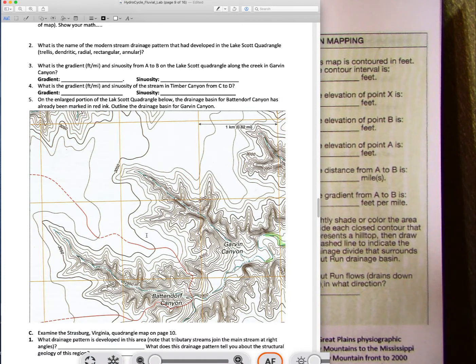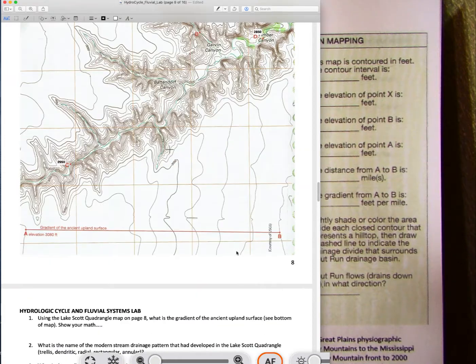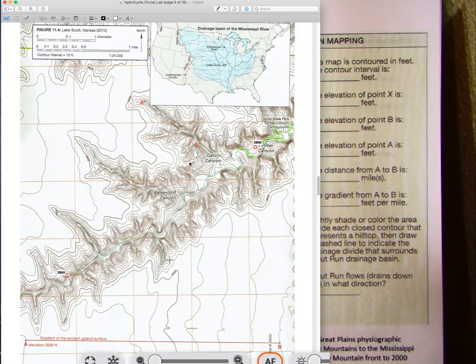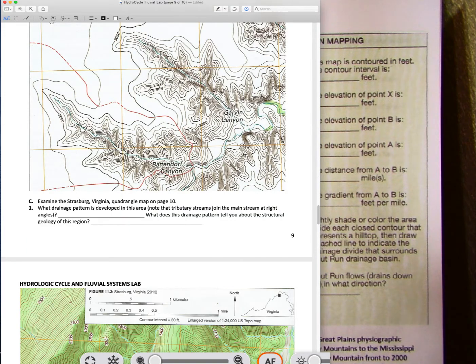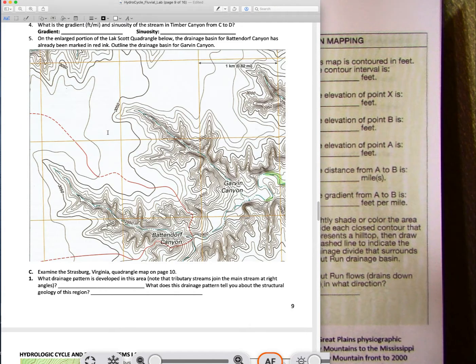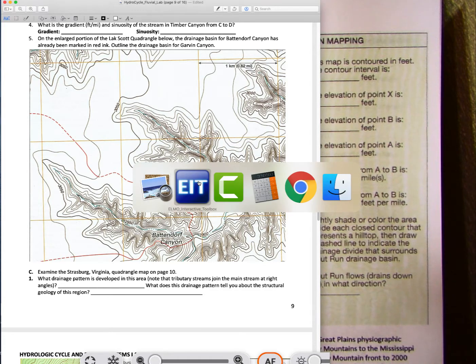So here they're asking us to draw the drainage basin for Garvin Canyon. It's a close-up of this map here. We're just looking at Garvin Canyon. They've already done Bettendorf Canyon here. You can see in red they've outlined the divide or the watershed for Bettendorf. So our job is to do it for Garvin Canyon. So let's do it on the document camera here.